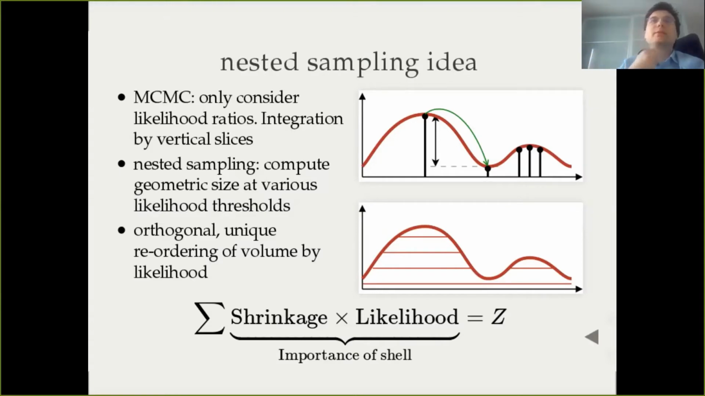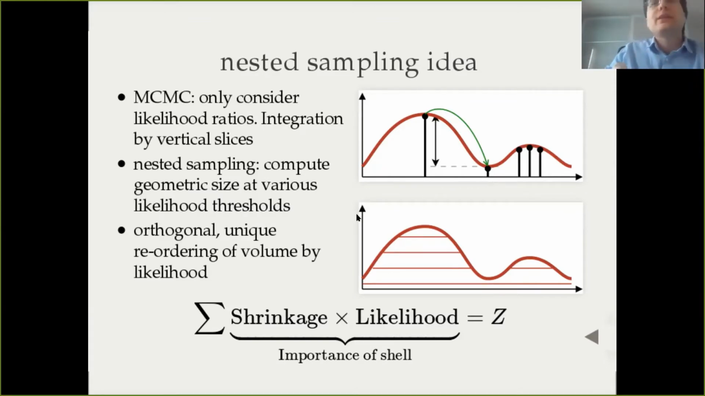Nested sampling is also a Monte Carlo technique, so it's based on random numbers. The difference between nested sampling and Markov chain Monte Carlo is that in Markov chain Monte Carlo, you basically jump in your parameter space and you explore up and down your likelihood function or your posterior target distribution. So you have these kind of vertical slices where you sample and probe your probability distribution. So the integration is sort of vertical here.